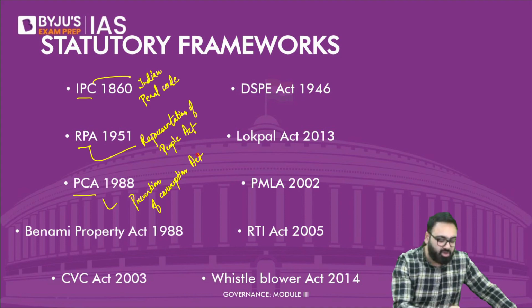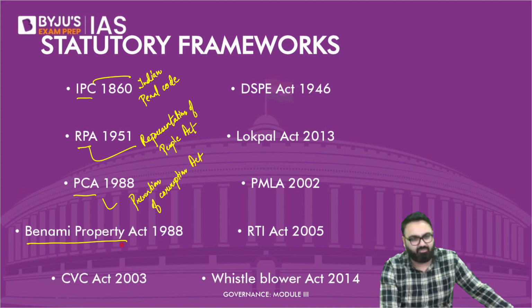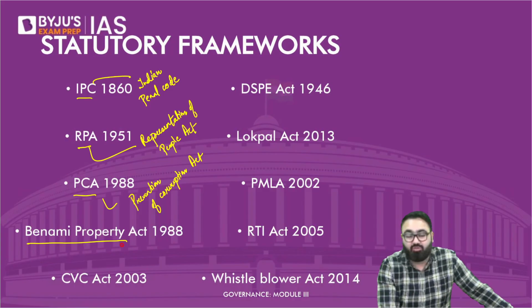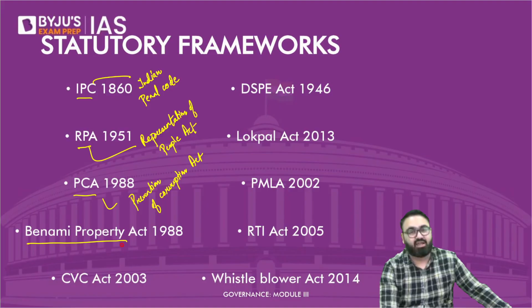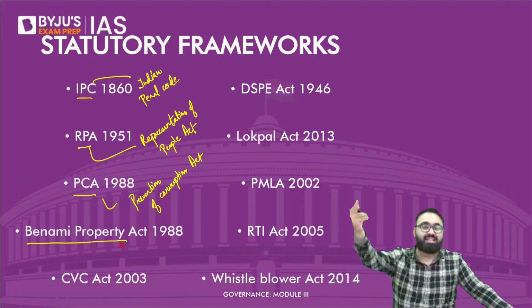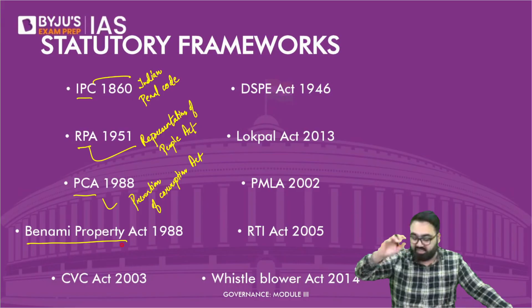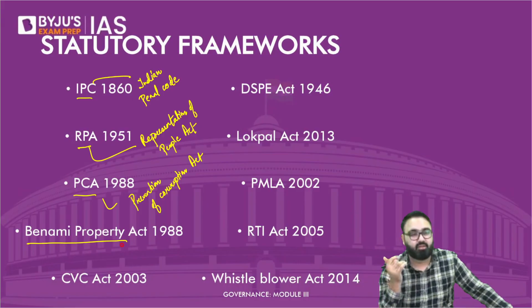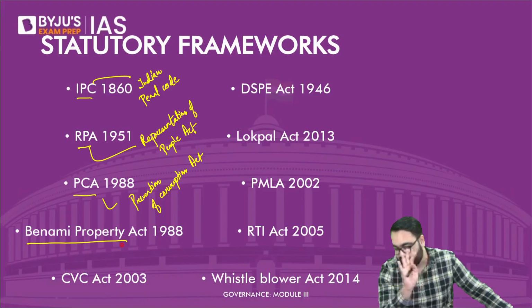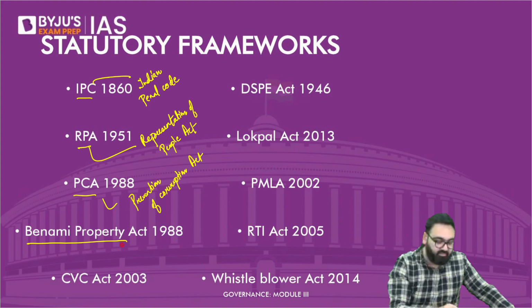Then we also have something called the Benami Property Act. What do you mean by Benami Property? So usually people who have a lot of black money in cash that is unaccounted for, they buy property with that money, but on someone else's name. They will not buy a property on their own name so that it doesn't come into the tax record, etc. This is called Benami property. I'll discuss it for 2-3 minutes later on, but it's not that important. It's not usually asked.